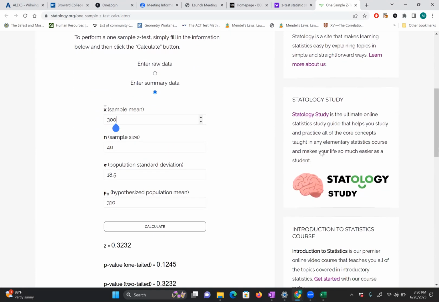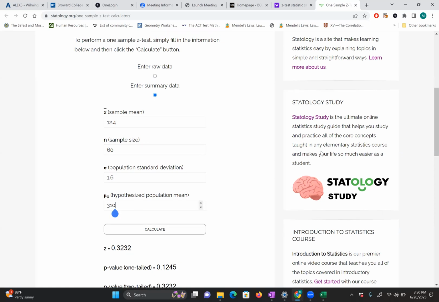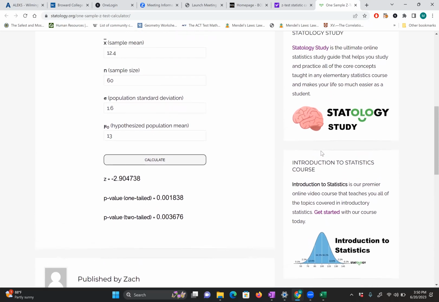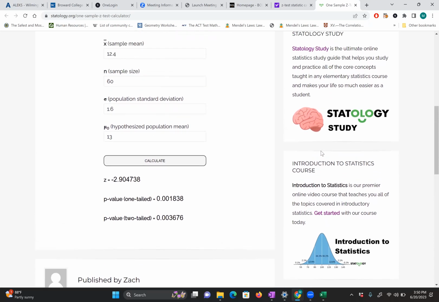Okay. So once again, in our question, we have X bar, our sample mean, which is 12.4. Our sample size in this case is 60. The standard deviation, 1.6. And the mean that's given to us is 13. Calculate. There you go. This is exactly what we just got. It even gives you the value of the two-tail versus the one-tail, which is really good.